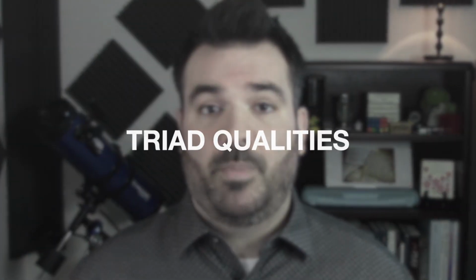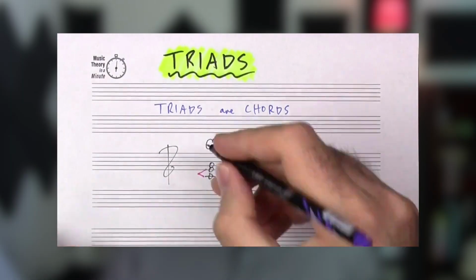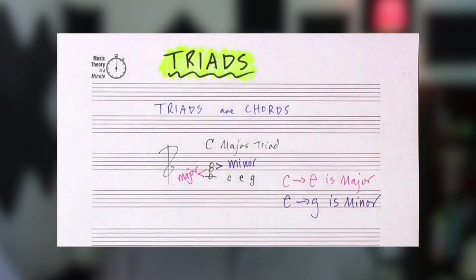There are 4 different possible qualities of triads: major, minor, diminished, and augmented. You may remember these terms from my previous video. If you didn't already, you can check it out here. Looking at our first example, a major triad has a major third on the bottom and a minor third on the top. Changing the arrangement of the major or minor thirds changes the quality of the triad.